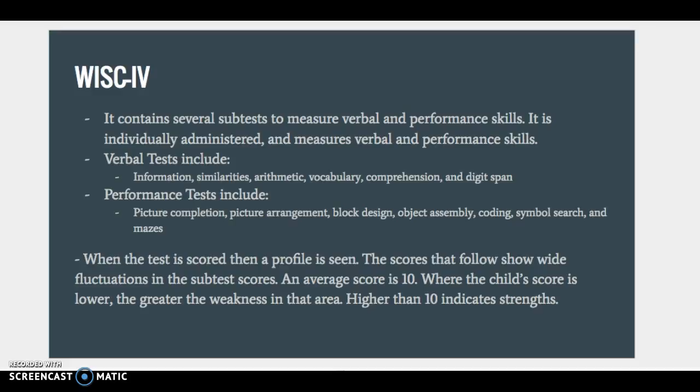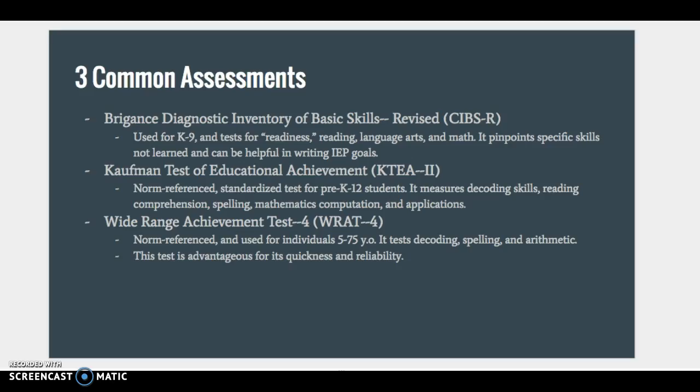When the test is scored, a profile can be seen. The scores that follow show wide fluctuations in the subtest scores. An average score is 10, and where the child's score is lower than 10, the greater the weakness is in that area. Higher than 10 in an area indicates a strength for that child.